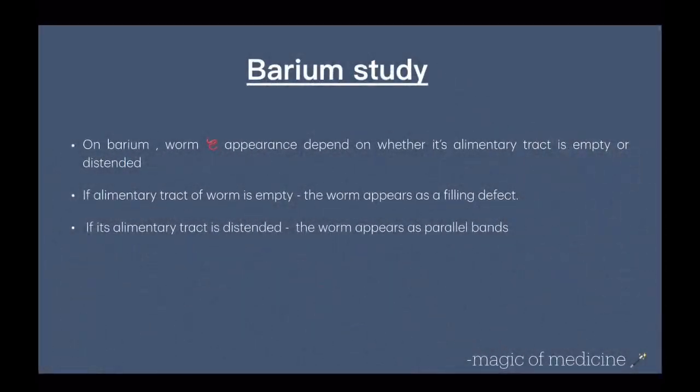Next, coming to the barium study. On barium, worm appearance depends on whether its alimentary tract is empty or distended. If the alimentary tract of the worm is empty, the worm appears as a filling defect. And if the alimentary tract is distended, the worm appears as parallel bands.